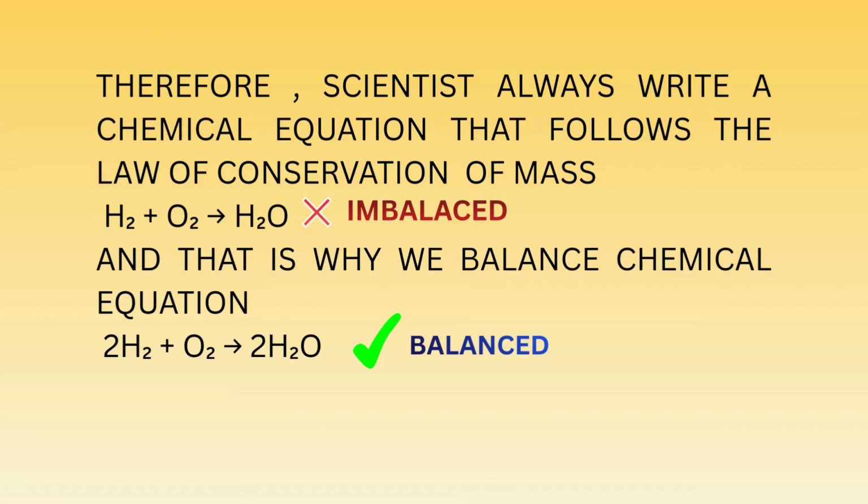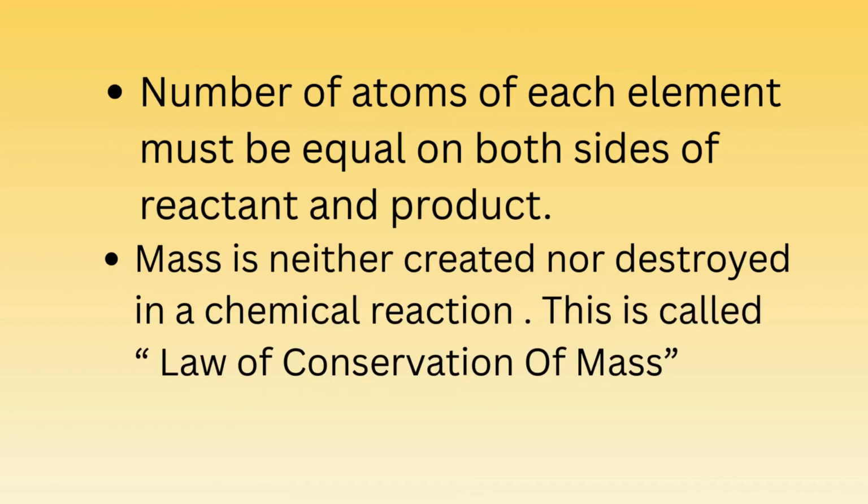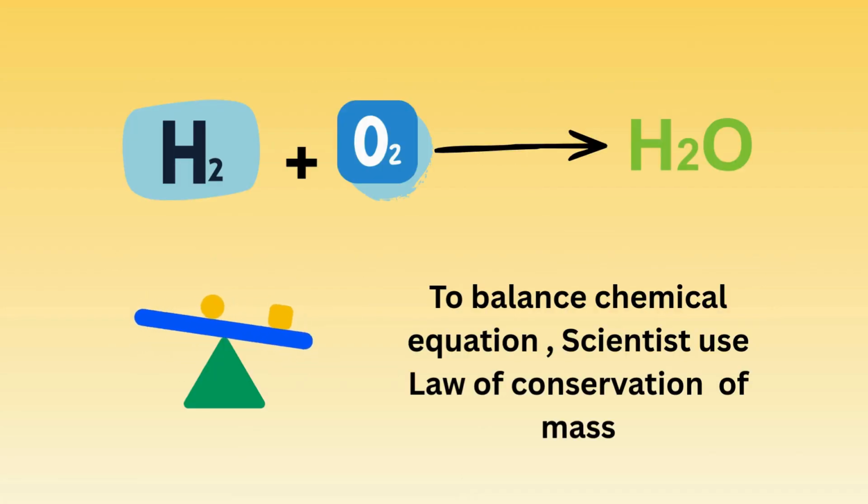H2 plus O2 gives us H2O. And that is why we balance chemical equations. 2H2 plus O2 gives us 2H2O. The number of atoms of each element must be equal on both sides, reactant and product. Mass is neither created nor destroyed in a chemical reaction. This is called the law of conservation of mass.